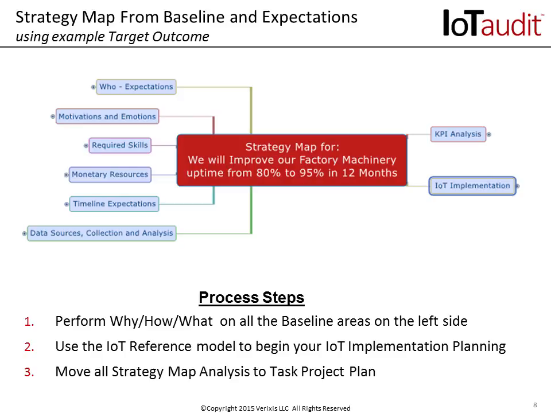And that's going to drive our IoT implementation by creating linkages from specific parts of this flow diagram. So again, the process steps are: do a why, how, what on all the baseline areas on the left side, use the IoT reference model to begin the IoT implementation planning, and then we're going to move all the strategy map analysis over to our IoT task project plan.